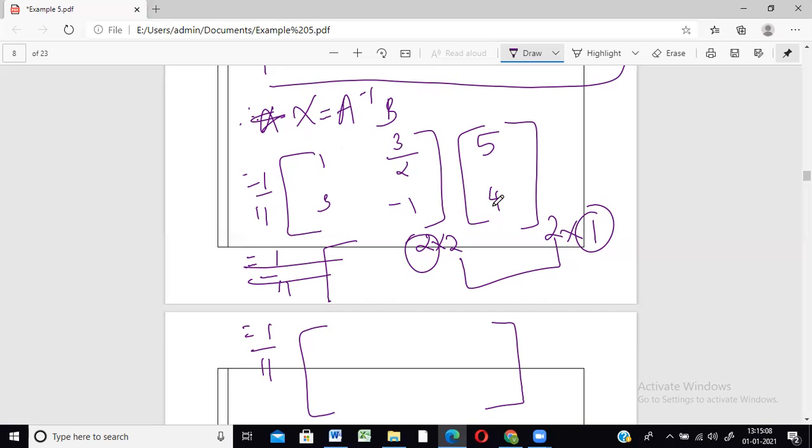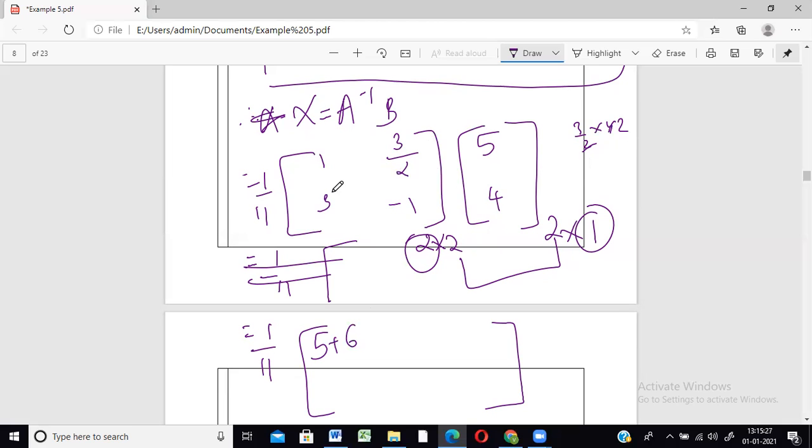First row into first column, right? First row into first column and then element wise. So we have to multiply this and this. In element wise, 1 into 5 is 5 plus 3 by 2 into 4. What is 3 by 2 into 4? 2 ones are 2, 2 twos are 4. So that's 3 into 2, right? So 3 twos are 6.